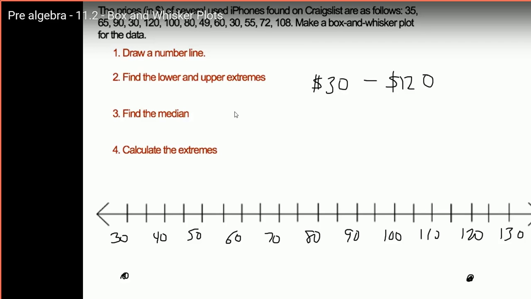If we found them even, we will add the two values in the middle, and we will divide them by two. We have two things.